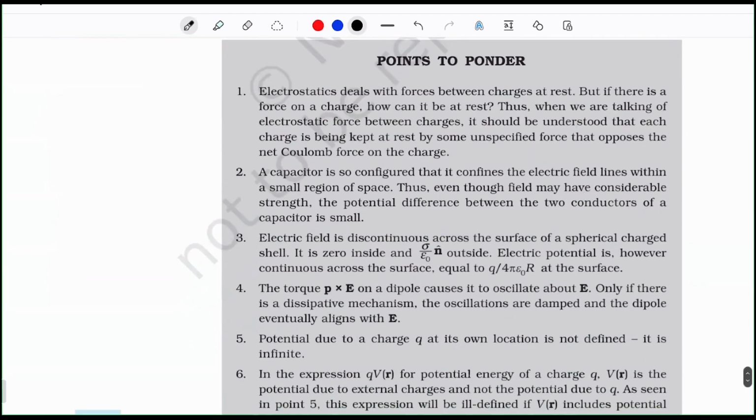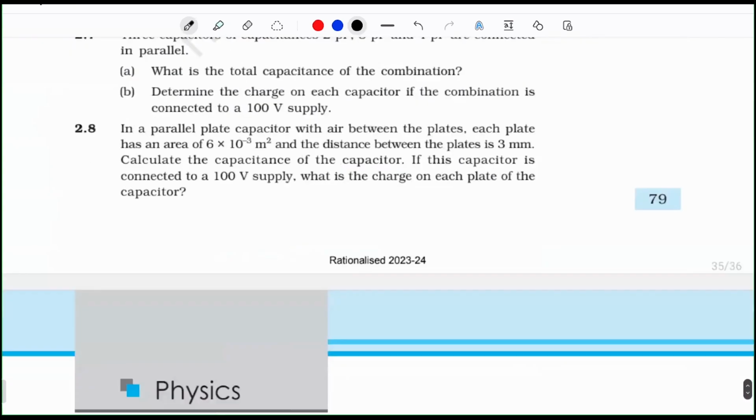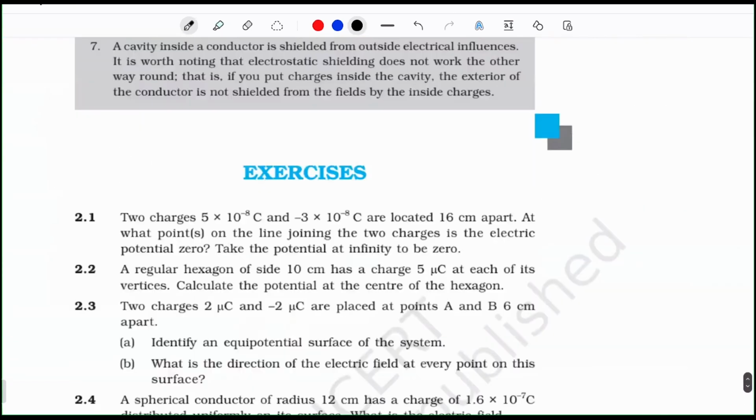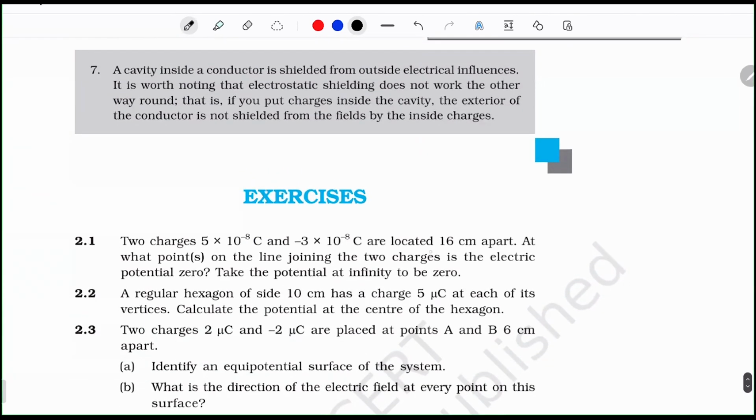All right, so we'll solve a couple of problems. We don't have time to solve everything. There are 11 problems here; we'll pick a few. If you look at the first problem: two charges are located 16 centimeters apart. At what points on the line joining the two charges is the electric potential 0? And we are given that the potential at infinity is 0.